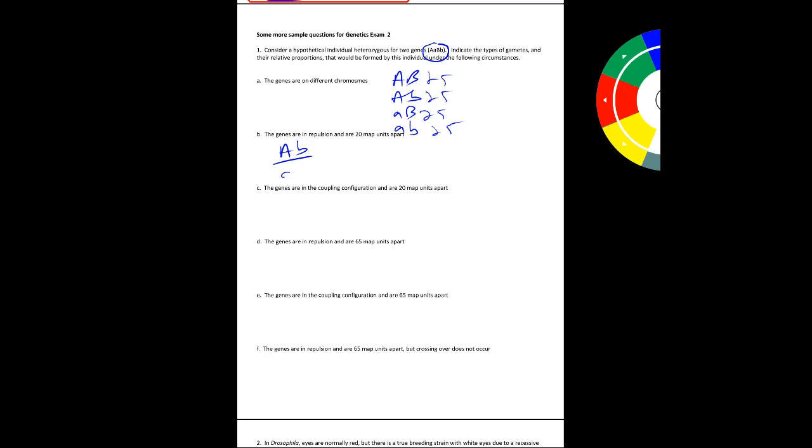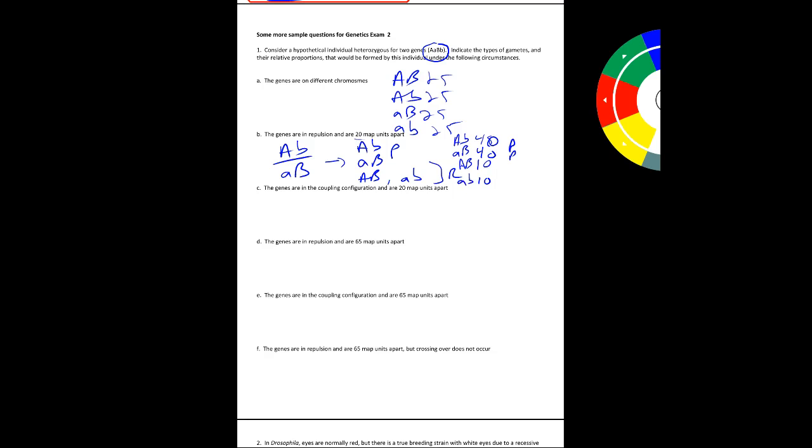Genes are in repulsion and are 20 map units apart. Repulsion means this. Now keep in mind these questions came from several different exams, so some of them are pretty similar. So these are parents. These are the recombinants. The recombinants, there's 20 map units apart, so there's 10 of each recombinant. And there would be 40% of each parental. So parentals and recombinants.